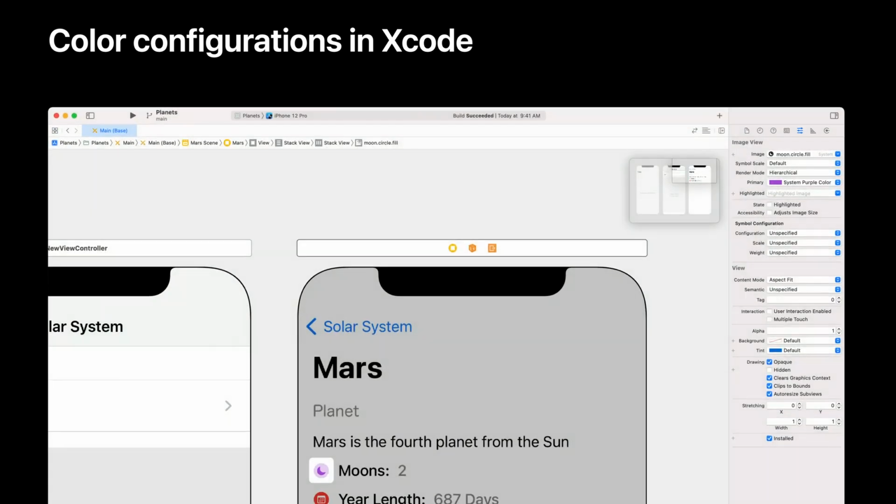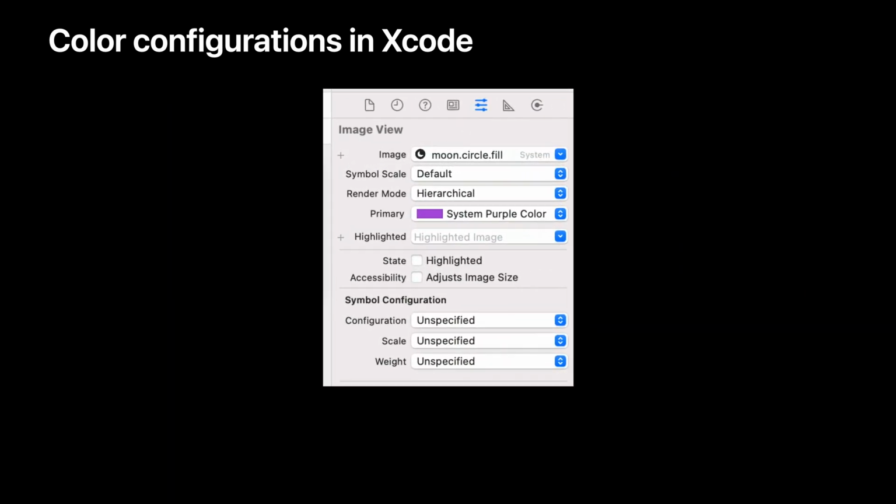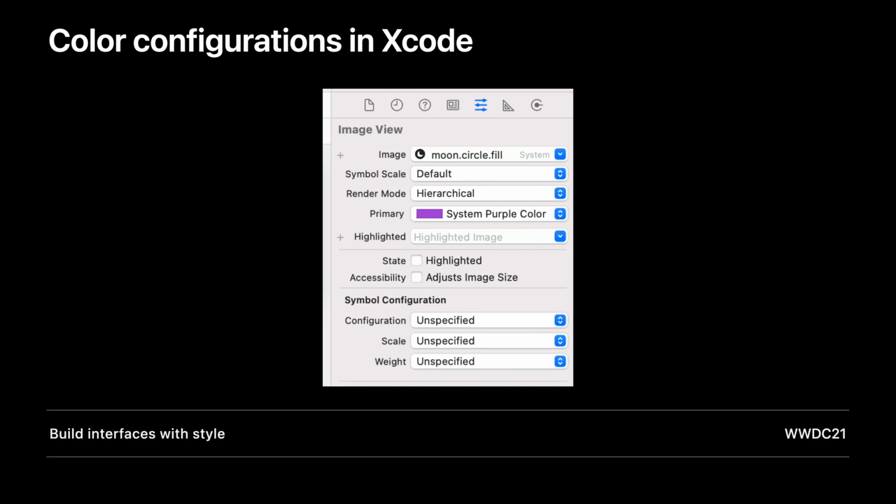But can we do the same in Interface Builder? Fortunately, the answer is yes. Xcode has added similar functionality to configure color rendering modes right from the IDE. Here we have Xcode open displaying a storyboard for the Planets app. The image view UI has been expanded to enable specifying a color rendering mode, and the resulting color configuration is also combinable with the previously existing configurations. If you want to learn more about all these new features in Interface Builder, check out this year's Build Interfaces with Style.